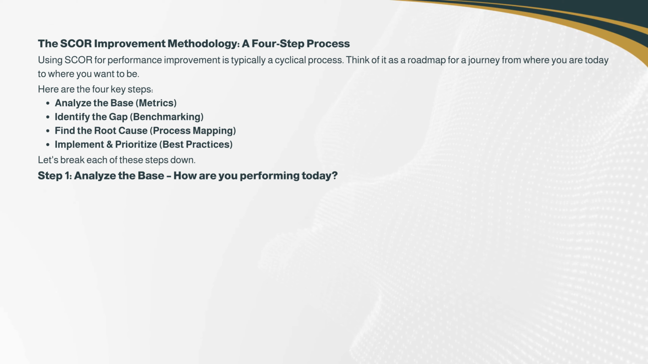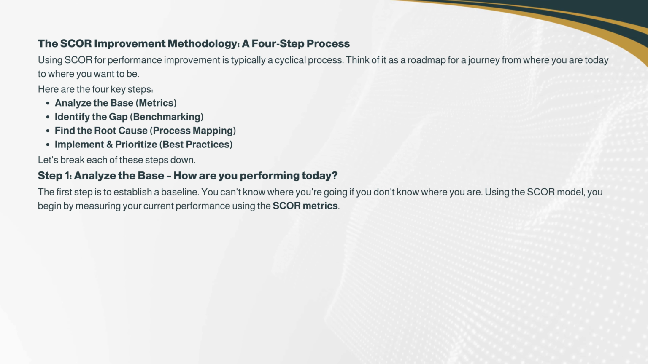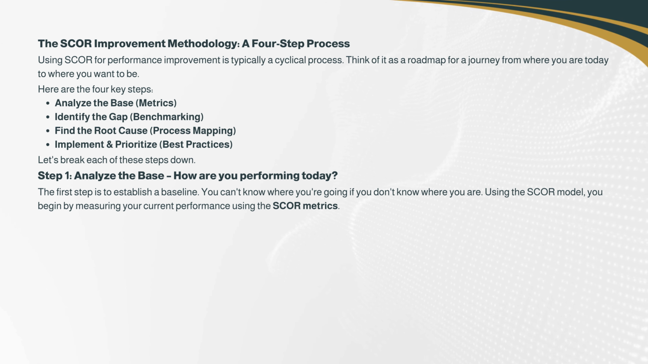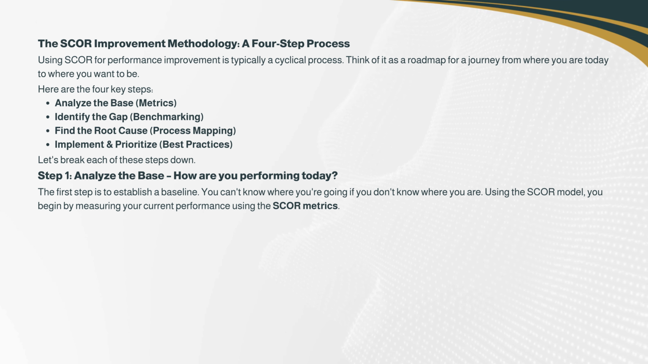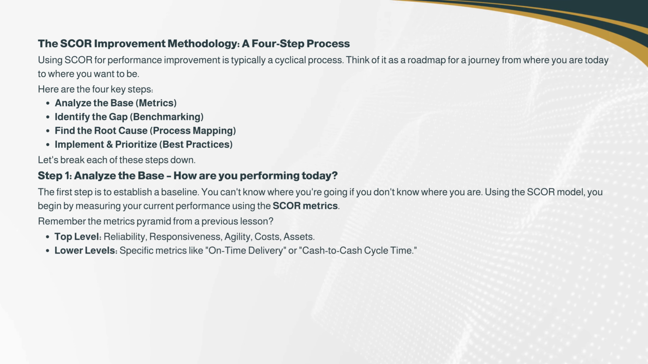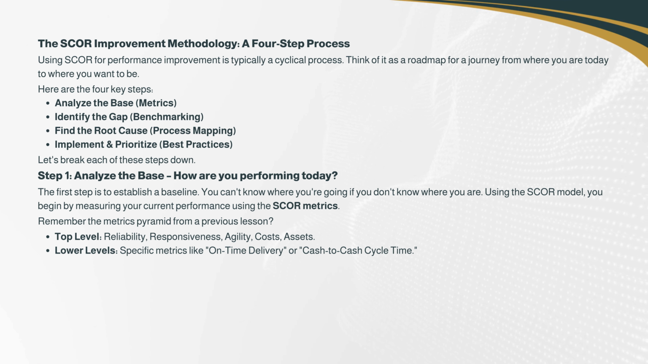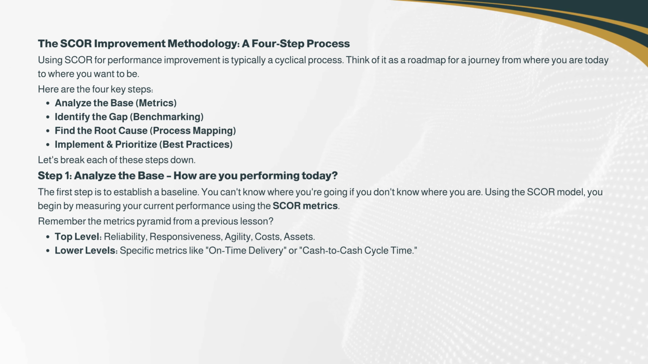Step 1. Analyze the base. How are you performing today? The first step is to establish a baseline. You can't know where you're going if you don't know where you are. Using the SCOR model, you begin by measuring your current performance using the SCOR metrics. Remember the metrics pyramid from a previous lesson? Top level: reliability, responsiveness, agility, costs, assets. Lower levels: specific metrics like on-time delivery or cash-to-cash cycle time.